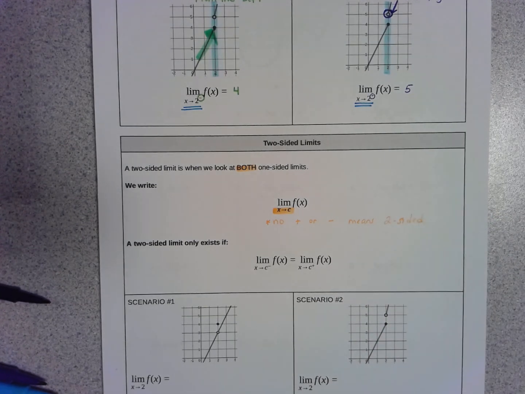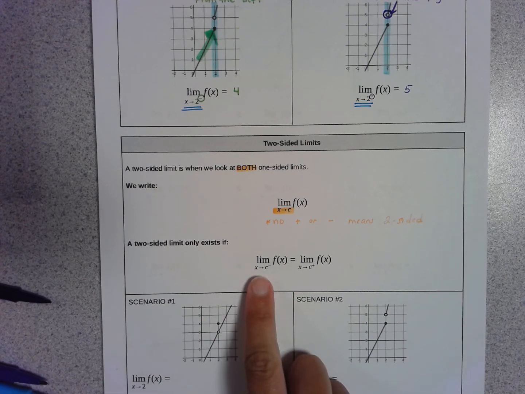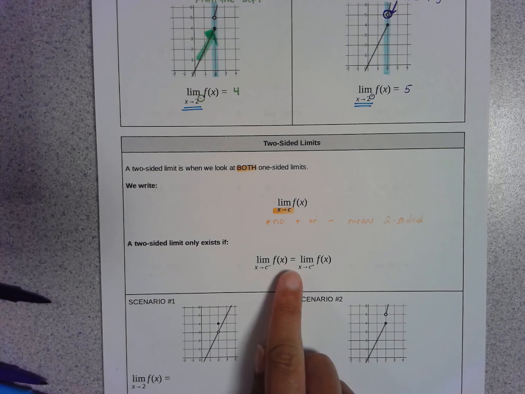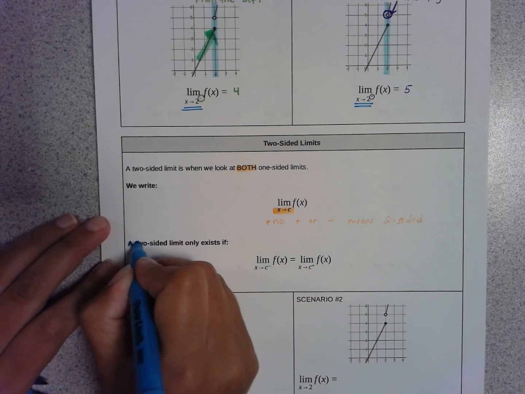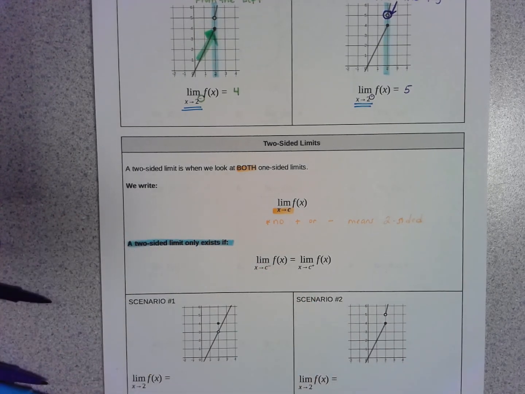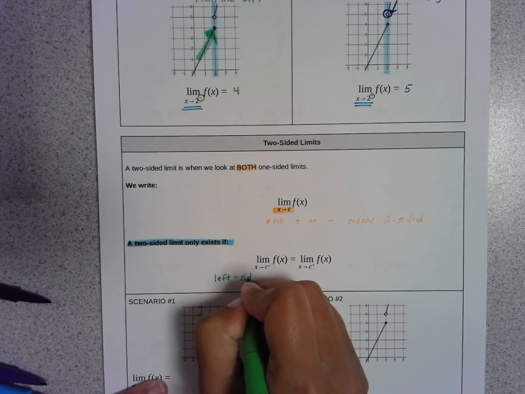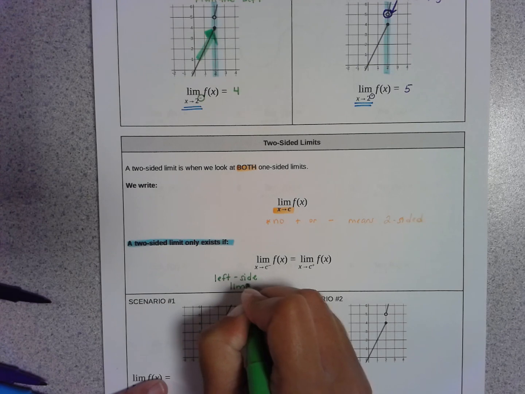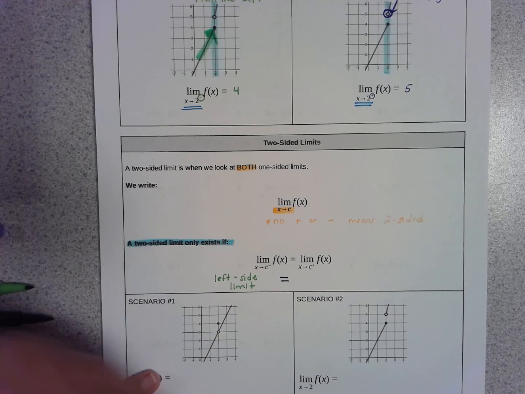Now, the thing about two-sided limits is that sometimes they exist and sometimes they don't. A two-sided limit only exists if the limit as x approaches that number from the left is equal to the limit as x approaches that number from the right. Now, this is really an important calculus idea. A two-sided limit only exists if the left-sided limit is equal to the right-sided limit.